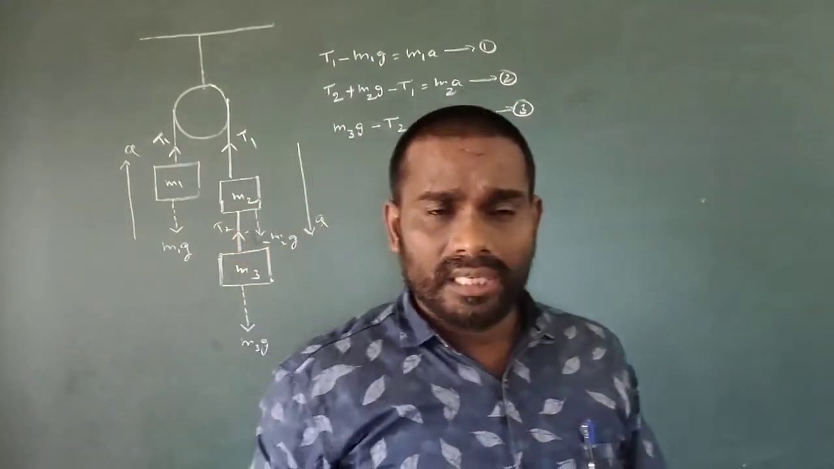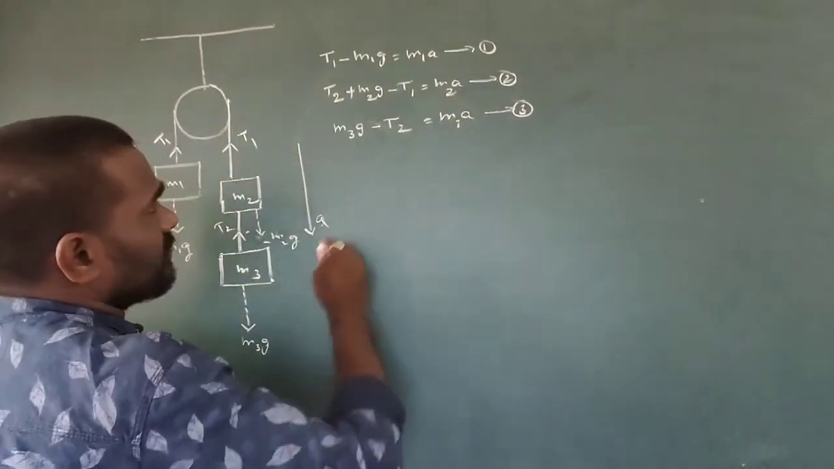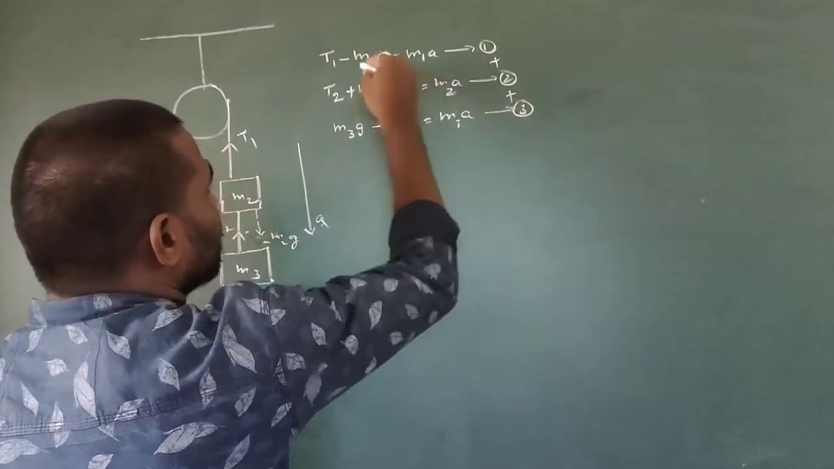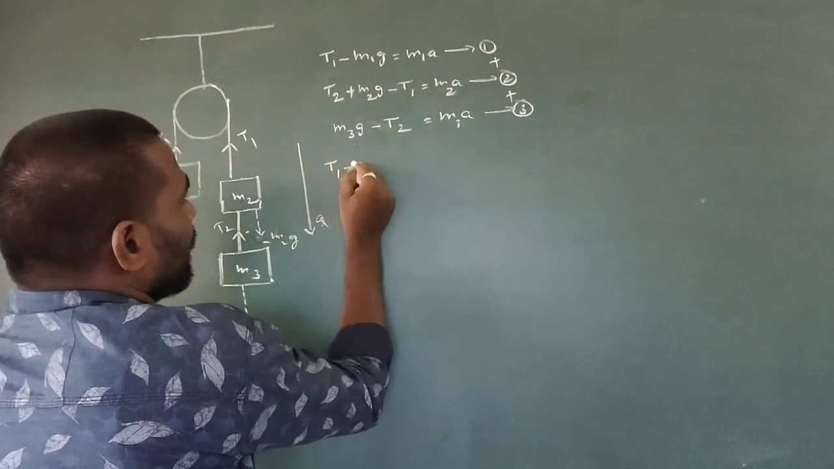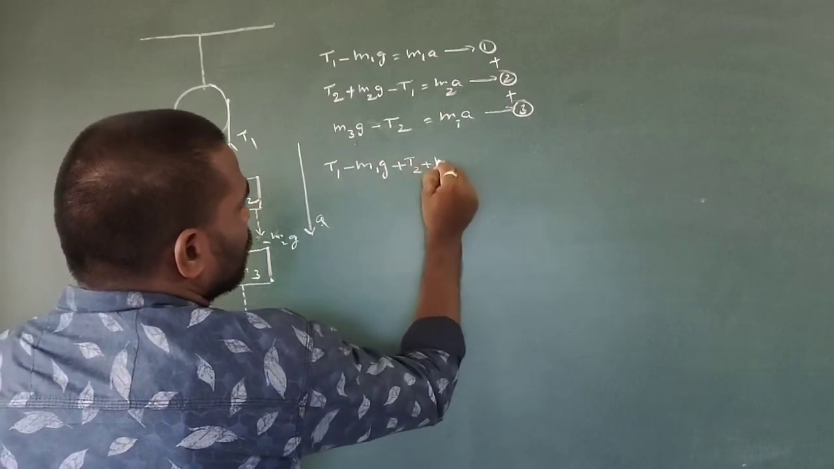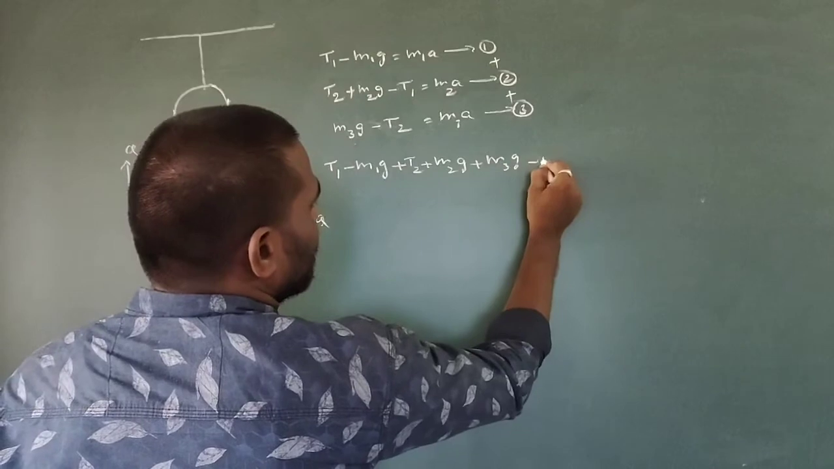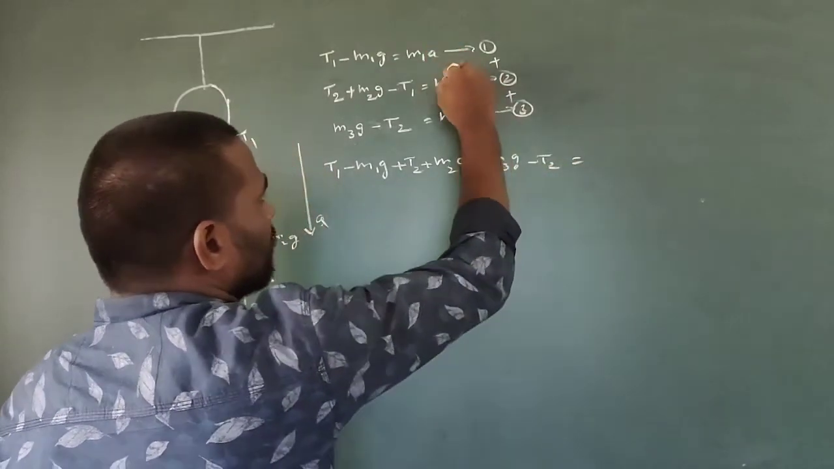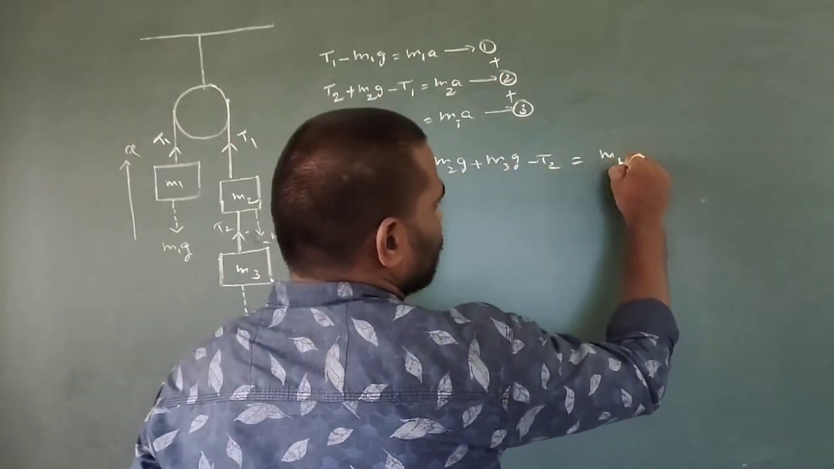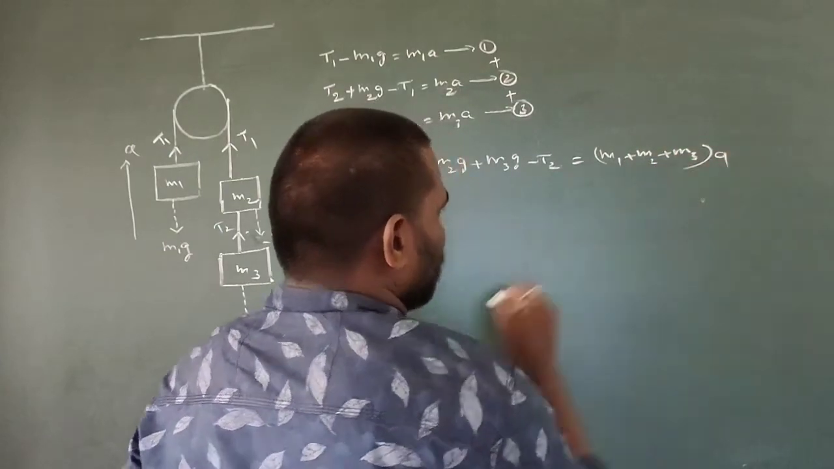That is the net force acting on the three bodies. Then adding these three equations, 1 plus 2 plus 3: T1 minus m1g plus T2 plus m2g plus m3g minus T2 is equal to (m1 plus m2 plus m3) into a.